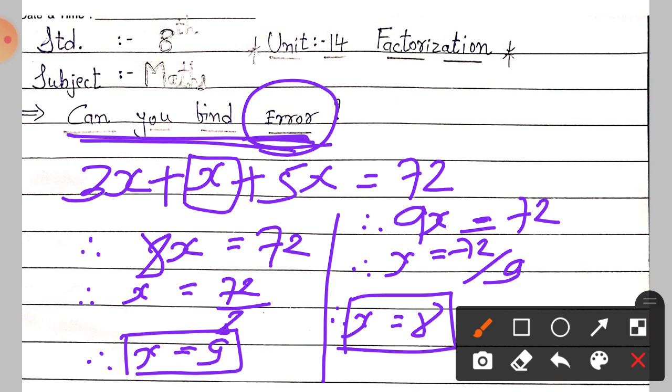Correct. This is the way to find errors. This is the first task. Now let's see some more examples and a few types of examples, that is, different errors in this question.